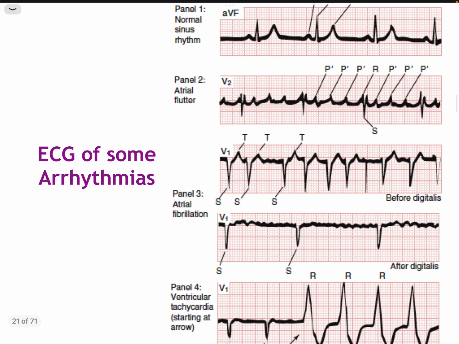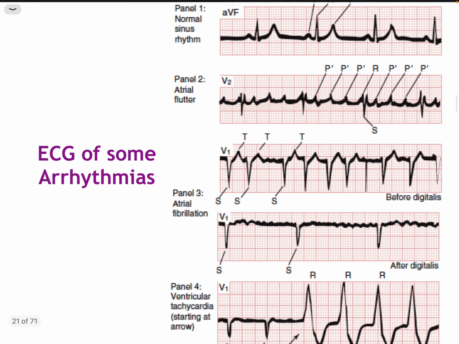You haven't talked about the normal ECG yet, but this picture, I'm not going to be explaining it. It's from your book. It's showing the different kinds of ECG changes we see with different kinds of arrhythmias. This is the normal sinus rhythm. This is atrial flutter, and this is atrial fibrillation. We note here, look at the atrial fibrillation.